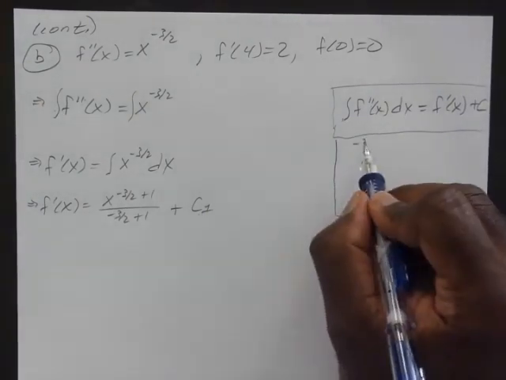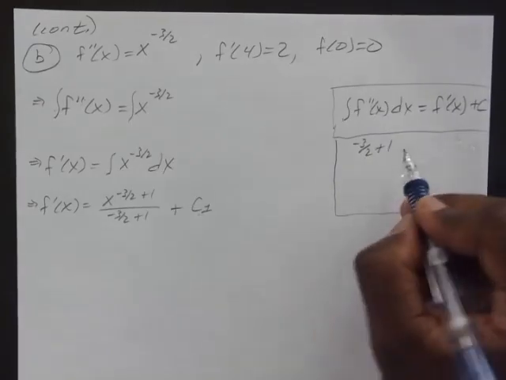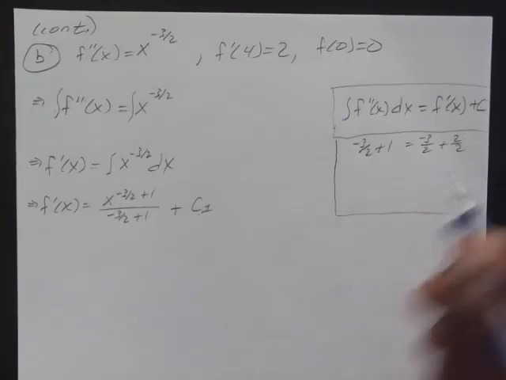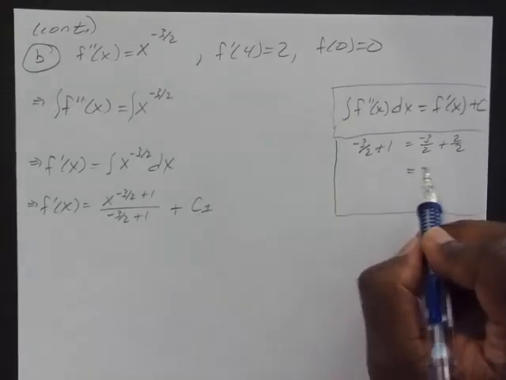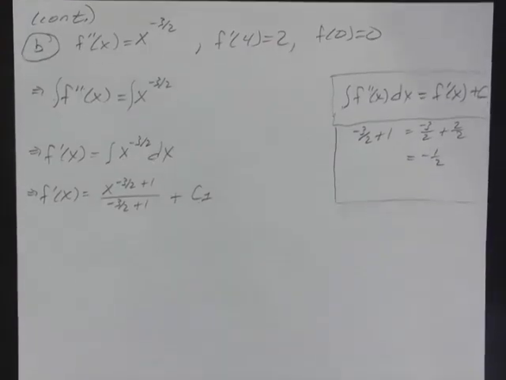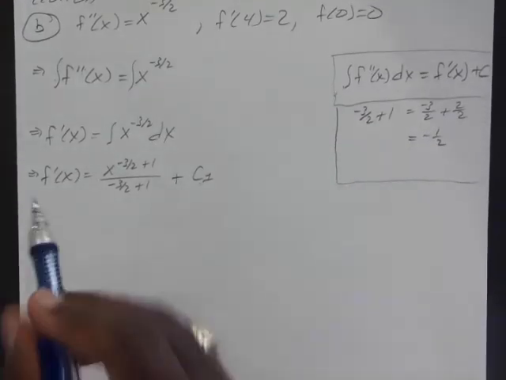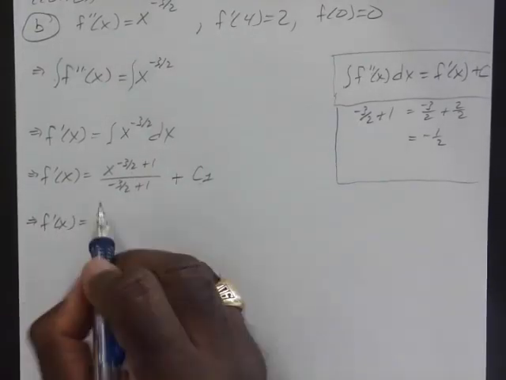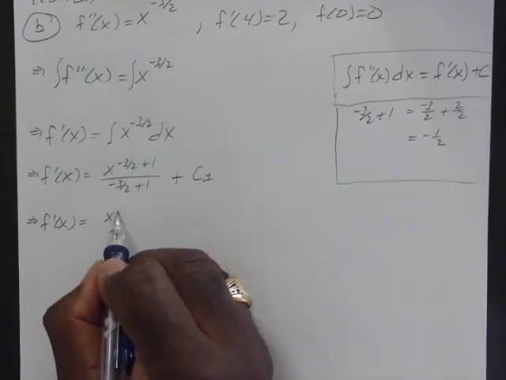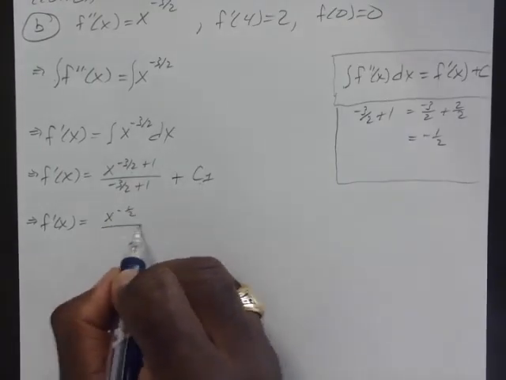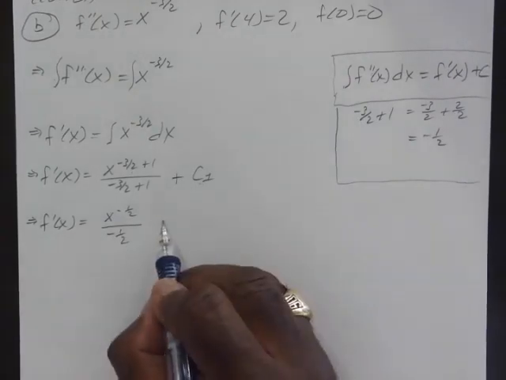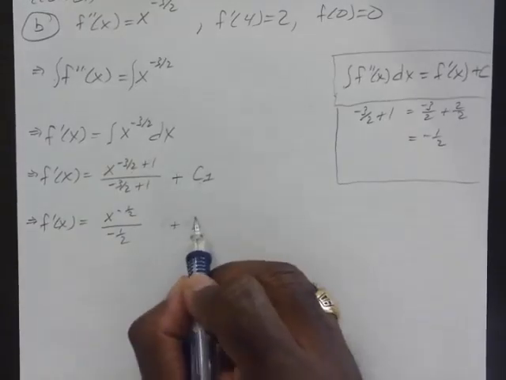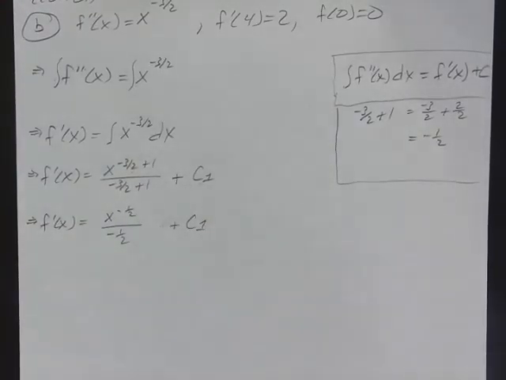Okay, so we know that negative 3/2 plus 1, that's just negative 3/2 plus 2/2, which is negative 1/2. So we know that this is going to simplify to f prime of x is equal to x to the negative 1/2 power divided by negative 1/2. And you leave a little bit of room after that, plus c number 1, or constant number 1.